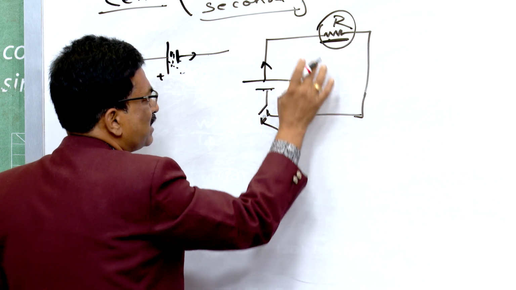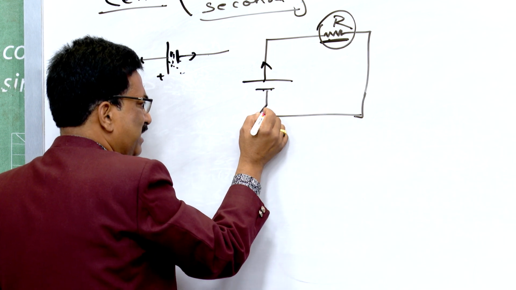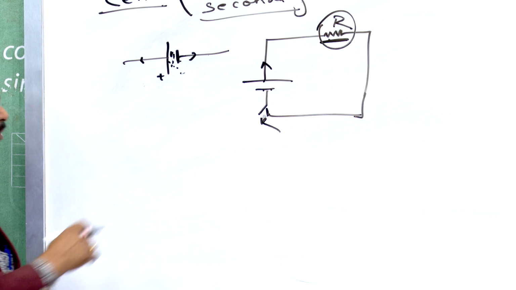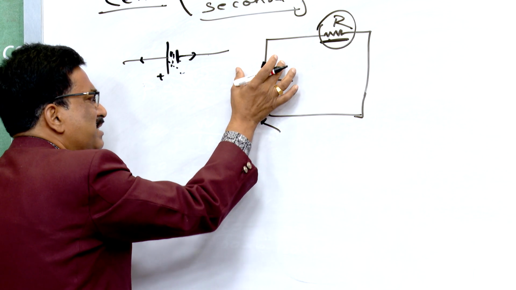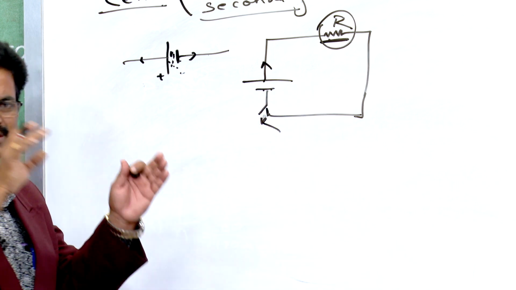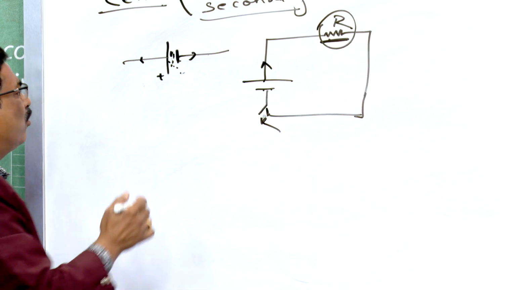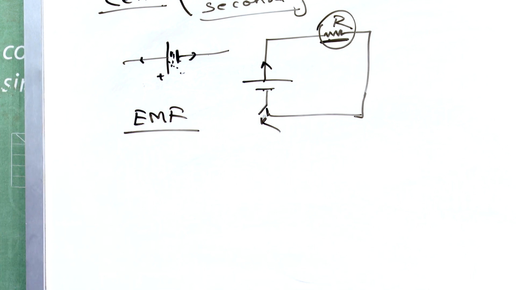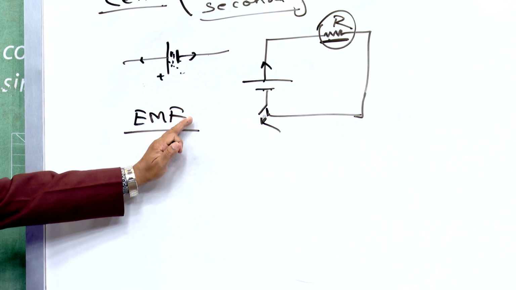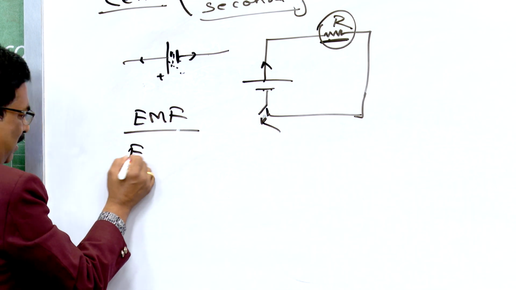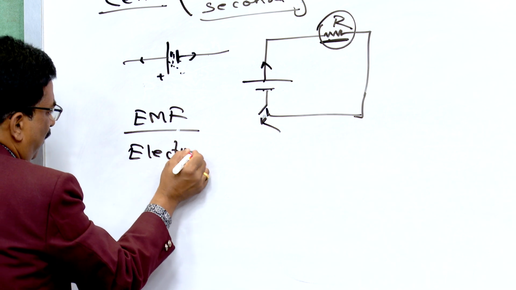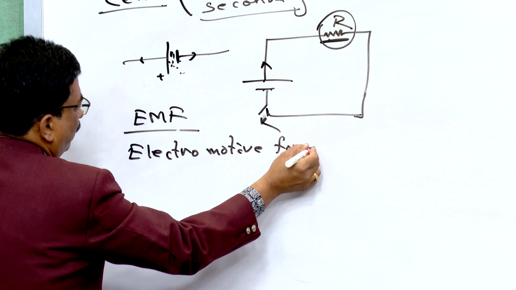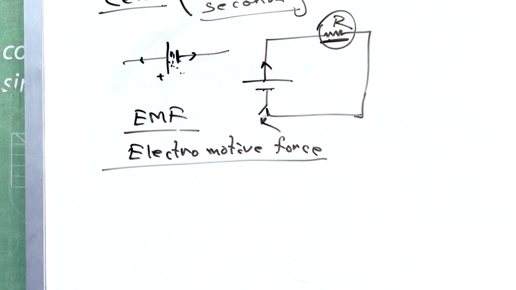But when this cell is in its position, meaning the circuit is closed, then that is called the potential difference. When only the battery is there and it is not functioning, meaning the circuit is not completely closed, then that is known as the EMF. EMF means electromotive force. That is the electromotive force.